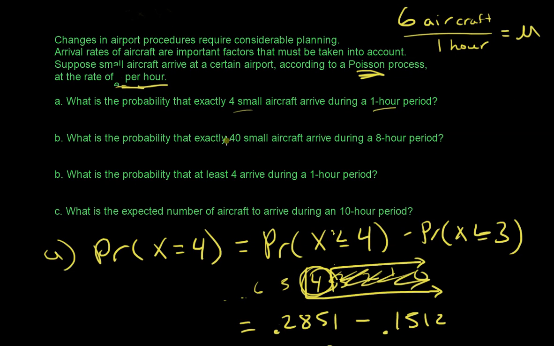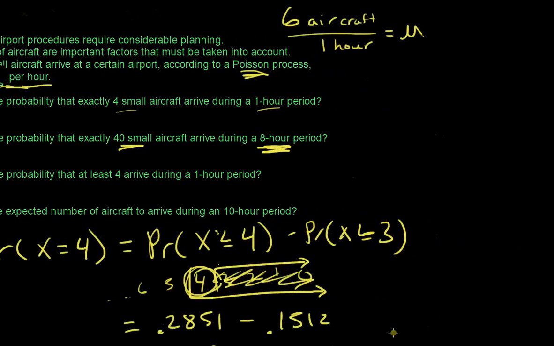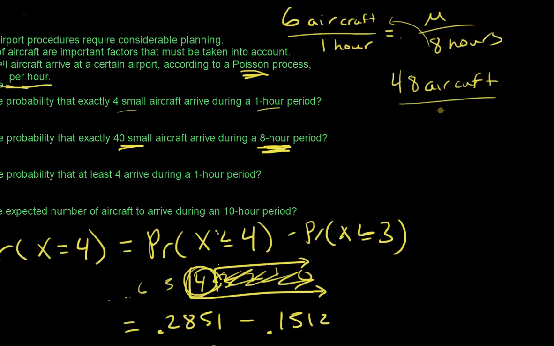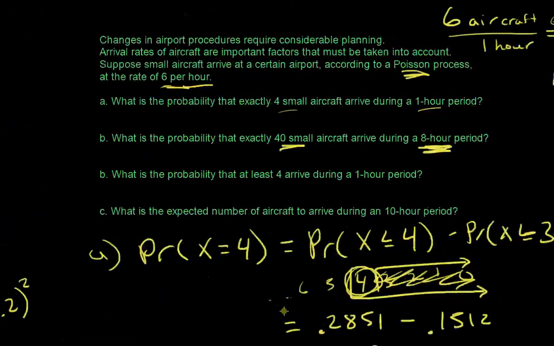All right, what's the probability that exactly 40 small aircraft arrive in an 8-hour period? Okay, so now 8-hour period, this is going to change mu. So it's 6 aircraft in 1 hour. So now we want to find a new mu for 8 hours. Well, multiply both sides by 8, and you get 6 times 8 is 48. 48 aircraft in 8 hours. Okay? So this is my new mu. So 48 is mu.